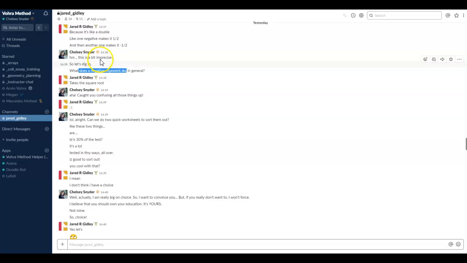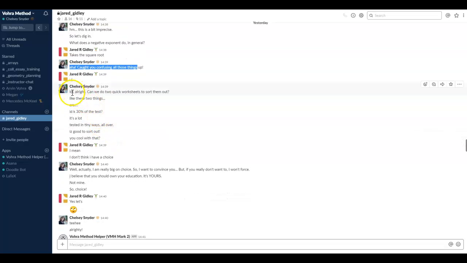I know that in that question, it's always negative exponents and fractional exponents, one or the other or both, right? So, caught you confusing all those things up. And I asked, and this is the key part here, can we do 2 quick worksheets to sort out those things? This is just the explanation of it. Those 2 things are really a high percentage of this particular test that he's working on. Okay, so I'm trying to convince him.